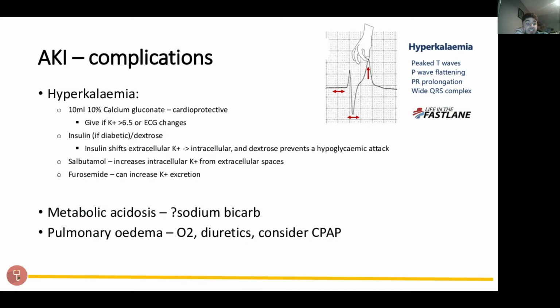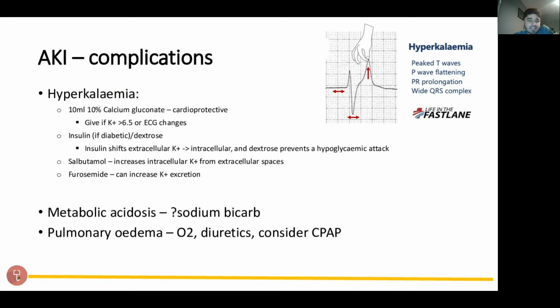In terms of the ECG changes that you're looking out for, they can be found in this little Life in the Fast Lane diagram I've got in the top right corner. You get initially peaked T waves. This is the first sign of hyperkalemia, but then you can also get P wave flattening, PR prolongation, and a wide QRS complex. Eventually, that can become quite a sinusoid pattern. So it looks like a sine wave going up and down, and that's where you're in real bad territory, and you need to urgently treat this hyperkalemia.